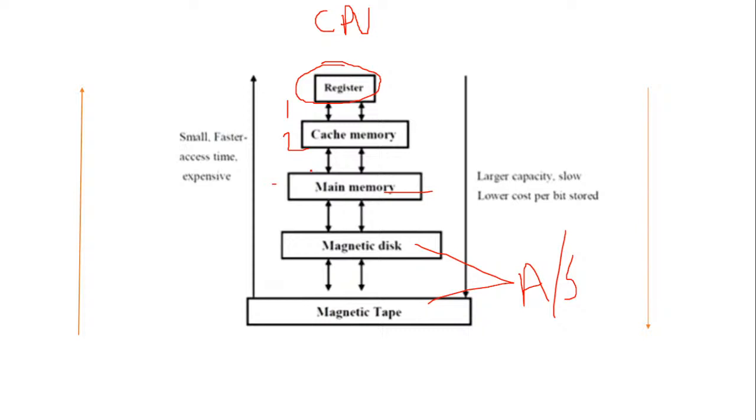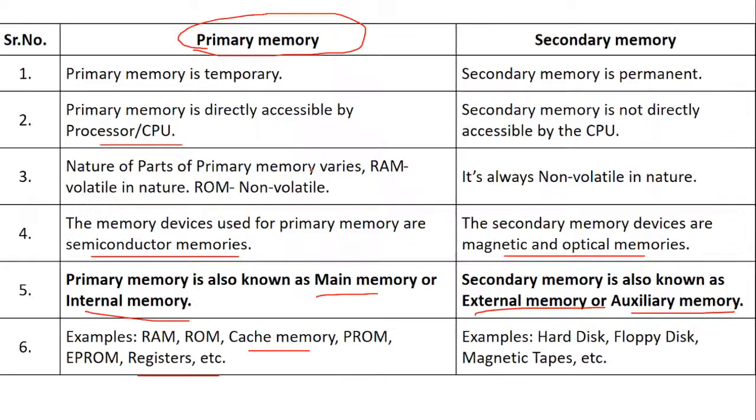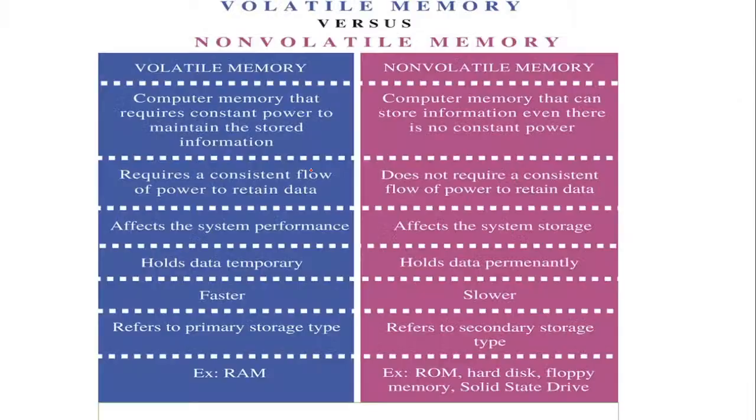Okay, fine. So I hope I have tried my level best to clear all the doubts with respect to cache memory, with respect to primary, secondary, and register memory. There was a lot of confusion with all this. Is it clear?